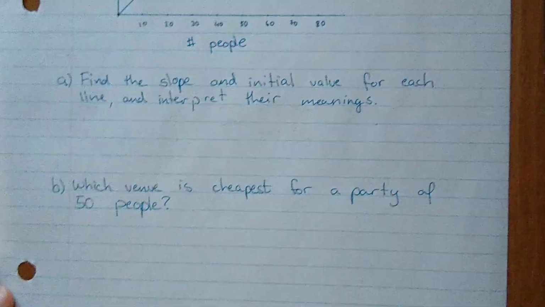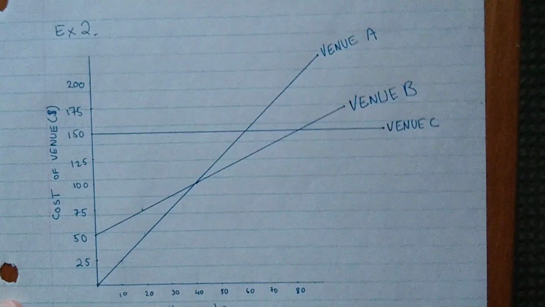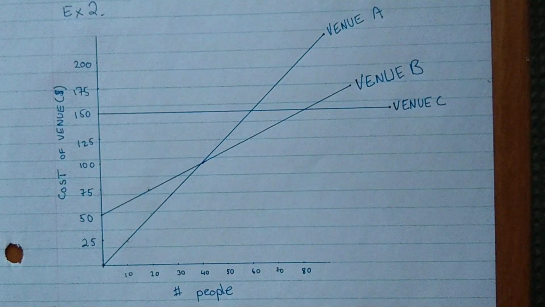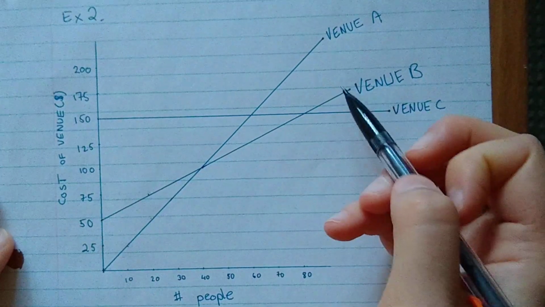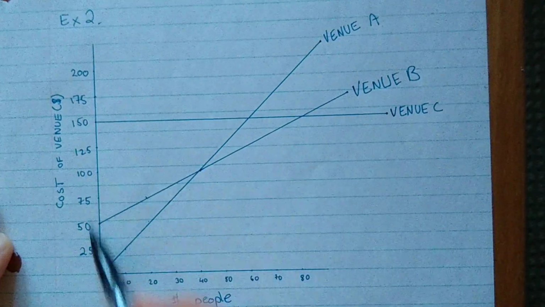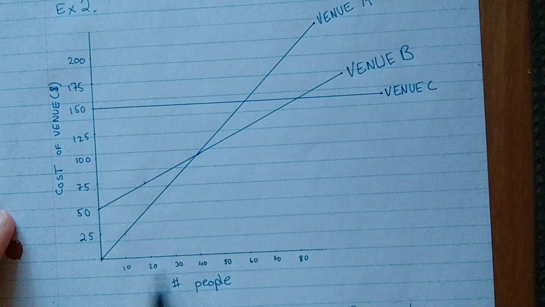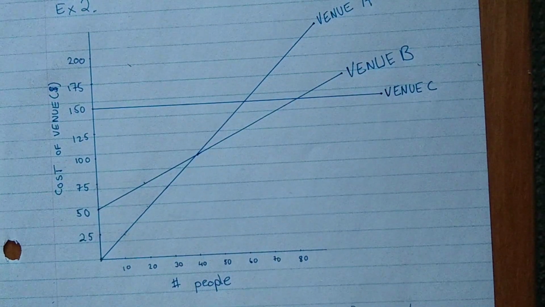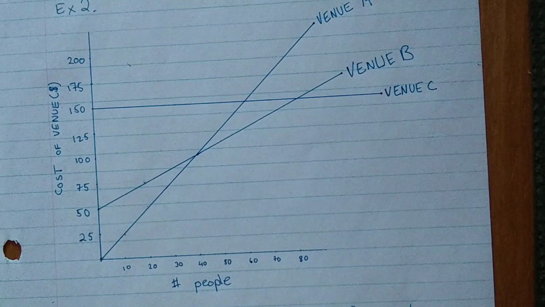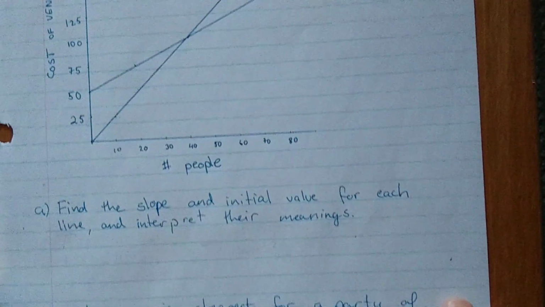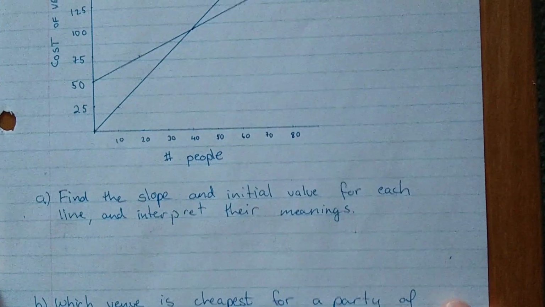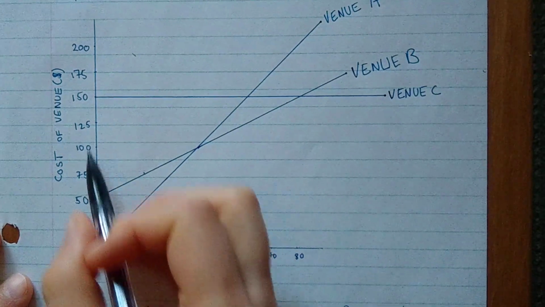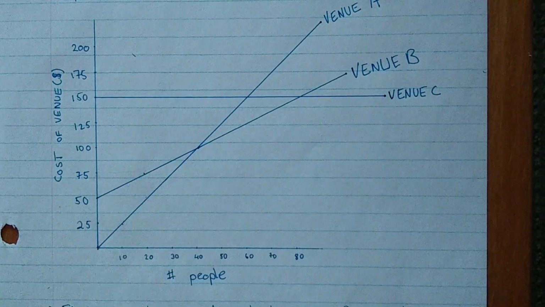Let's look at a different example. So here we have a graph, and this is if you were to host a party and you needed a big place to host it. These are 3 different venues or places you can host. This is the cost of the venue in dollars, and this is the number of people coming along here, because often a venue will charge based on how many people you're bringing in and how much resources they need to provide for those people. So it says find the slope and initial value for each line and interpret their meanings. So slope we've learned about. Initial value just means where does the line cross this y-axis or dependent axis.